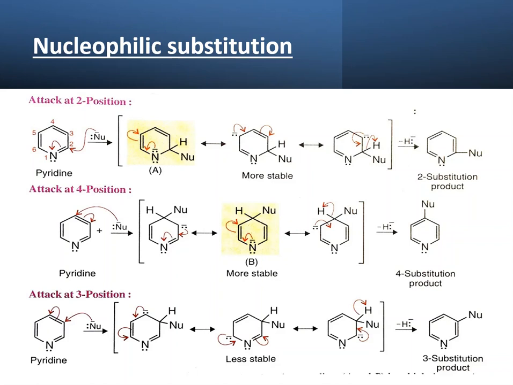So this is how the most stable structures are obtained. You have to draw these structures. Why? Because it is more stable when there is a negative charge on your nitrogen, because it can take away electron, being electronegative.